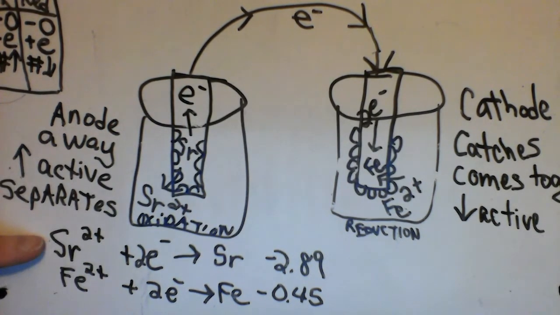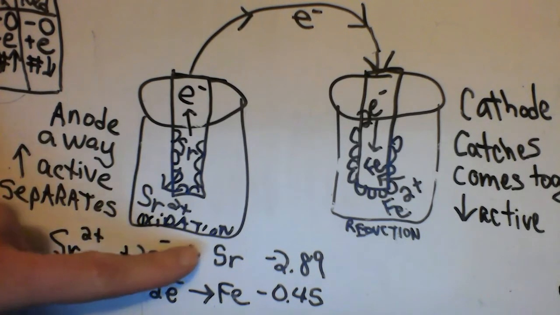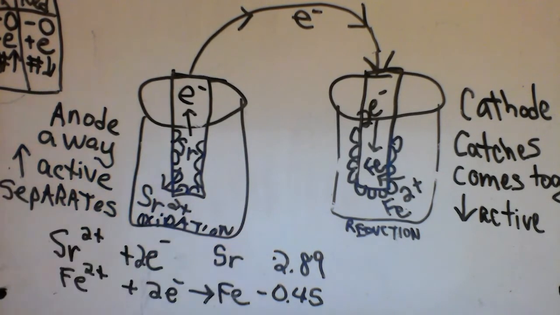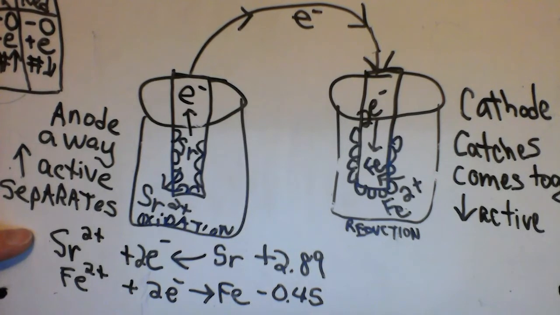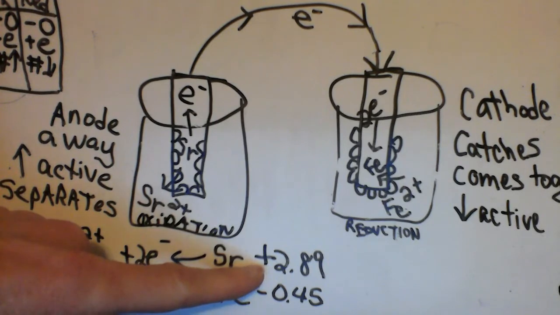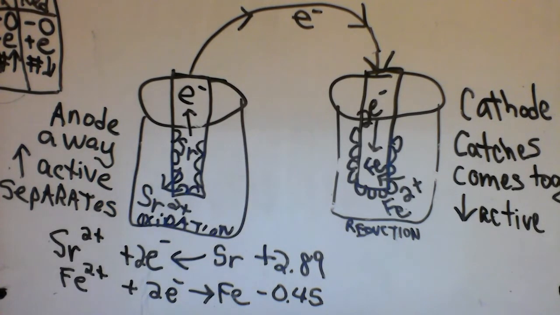Now, if strontium is going through oxidation, we need to know the oxidation potential in volts rather than the reduction potential, because strontium is not being reduced, it's being oxidized. And the equation for strontium being reduced would be the reverse of this. So all we have to do is reverse the arrow and the sign. And now we're showing the oxidation of strontium and the oxidation potential.